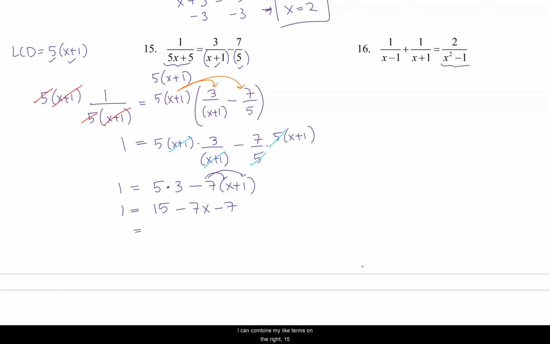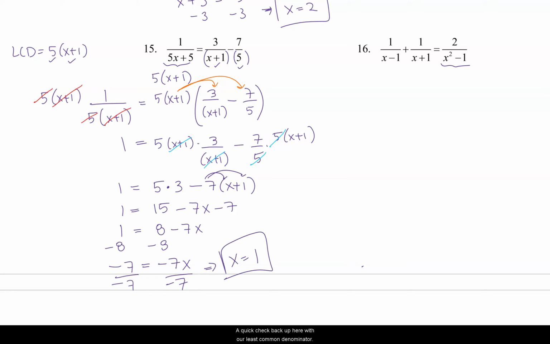I can combine my like terms on the right. 15 minus 7 is 8. I can subtract 8 from both sides. Negative 7 equals negative 7x. I divide by negative 7. And we end up with x equals 1. A quick check back up here with our least common denominator. x cannot be negative 1 because negative 1 plus 1 would give us 0. And it's not. x equals 1. Again, we could plug it in and check, make sure that it works all the way through.